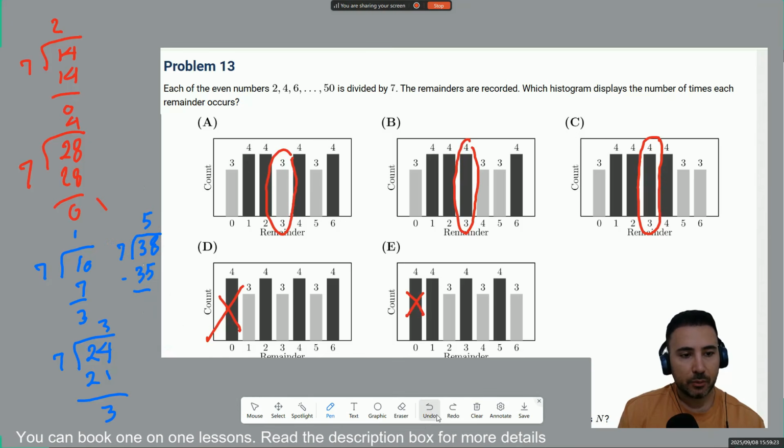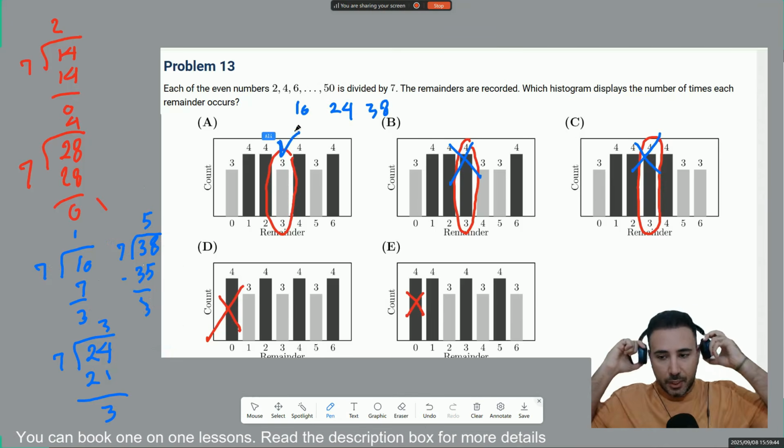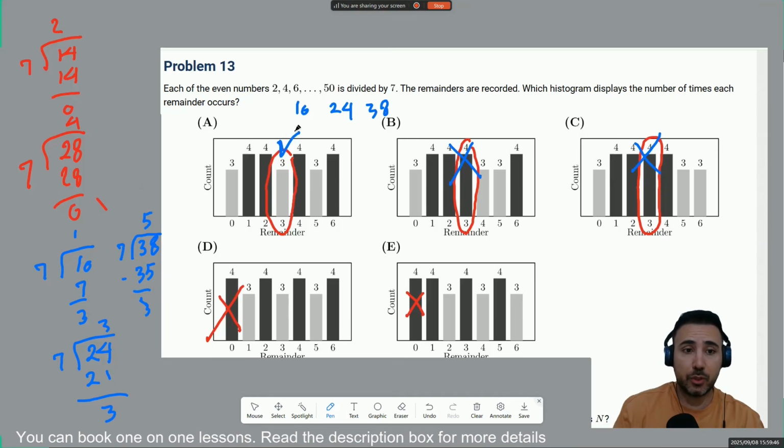So what are the even numbers that when we divide them by 7, remainder 3? There are only 3 numbers like that: 10, 24, and then 38. So this option says 4, wrong. This option says 4, wrong. So the answer is this one. Okay. This was the end of approach 1. So we already know A is the right answer to the question.